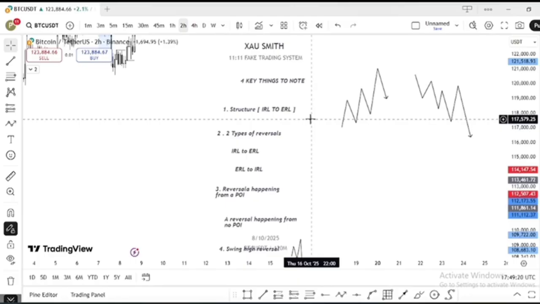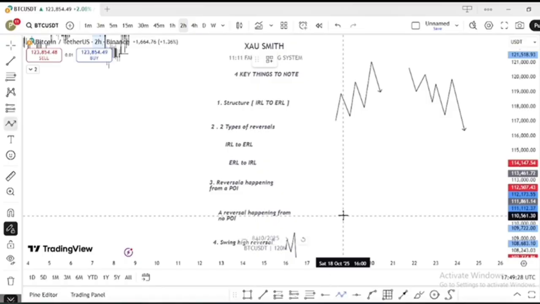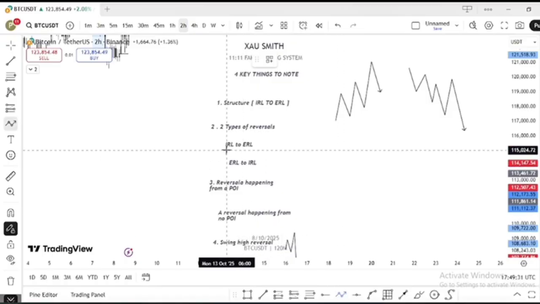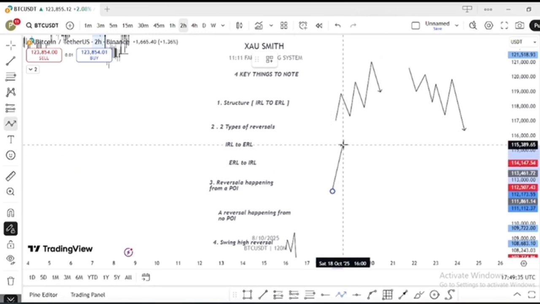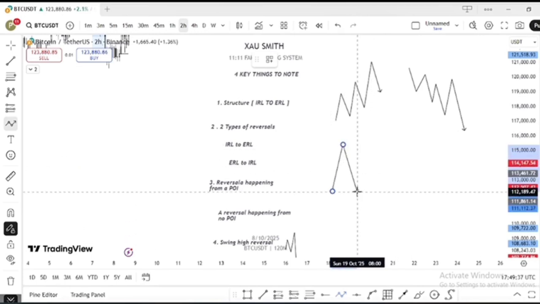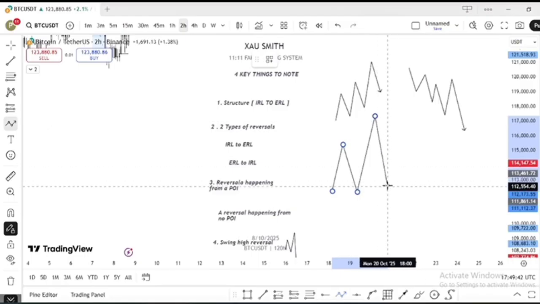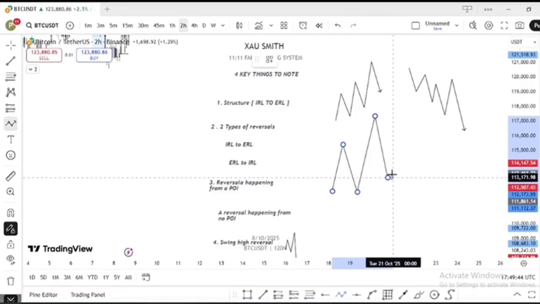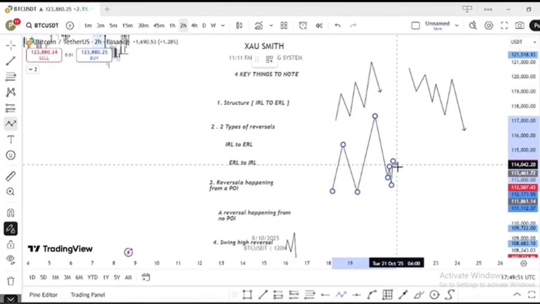So the second one is going to be the type of reversals. The first one we have here is internal range to external range. So for example, when we have something like this, let's assume you have a break of structure. Now the market has come back to an internal range, so if you want to catch a reversal here, you see something like this, then a sweep into your point of interest. Then you have a market structure shift. This is a reversal.